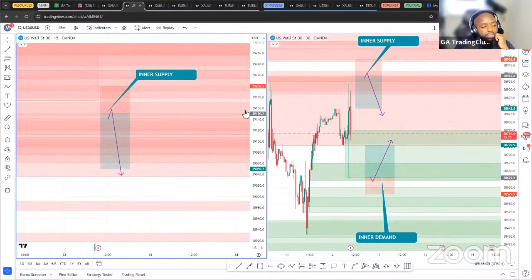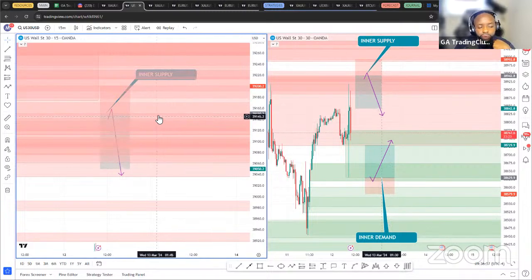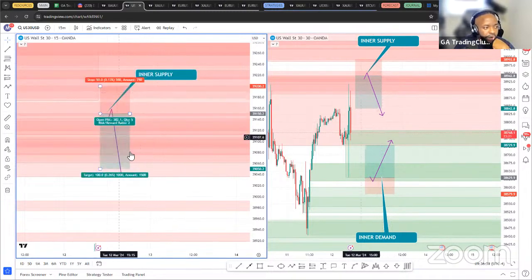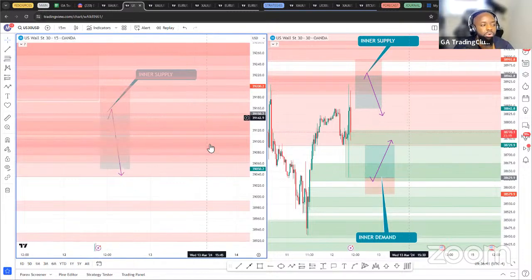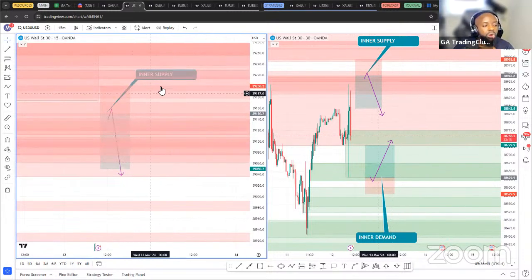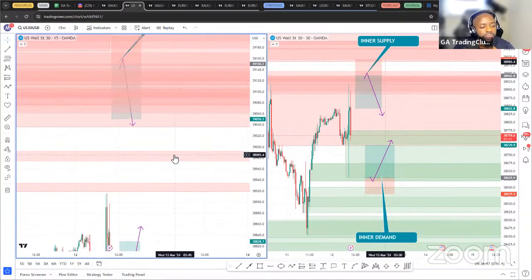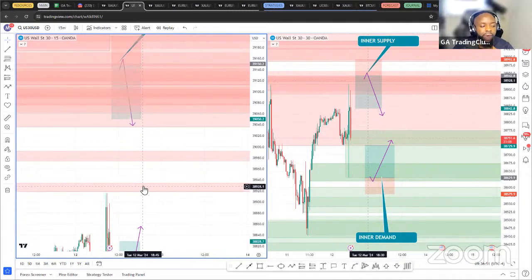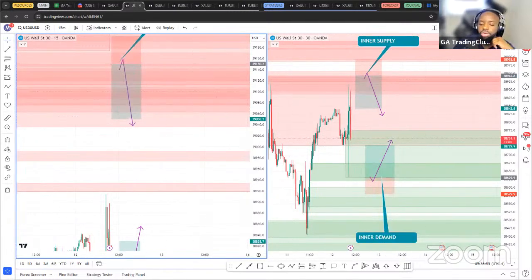And also, how do I go about choosing the zone, right? So the first thing is I'm only interested in the darker shaded zones. In here, this whole zone is a supply zone, but within this whole supply zone, there's zones in here that are darker than the rest. And also these lightly shaded ones, they're based off of one candle. So this can easily be mitigated by one bullish candle.